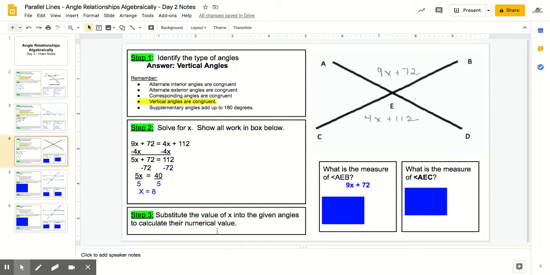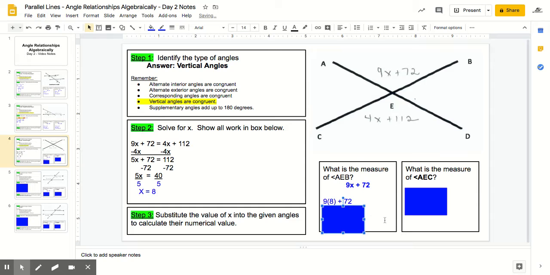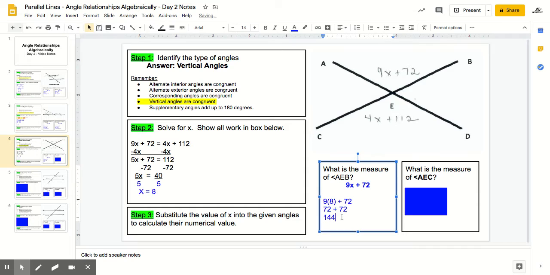Step 3 is to substitute that numerical value of x into the given angles. So I first am asking to find the angle measure 9x plus 72. So just as always, I'm going to plug in 8 where I see x, and then I'm going to evaluate. 9 times 8 is 72. 72 plus 72 is 144. So I know that that first angle measure up here, angle AEB, is equal to 144 degrees.